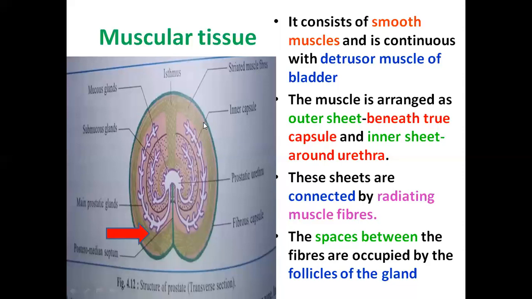Muscle is arranged as the outer sheet, which is just beneath the capsule, and the inner sheet, which is seen just surrounding the urethra. These sheets are connected by radiating muscle fibers. Now you can see, this is the inner sheet and this is the outer sheet, and in between the inner and outer sheet we are finding the follicles of the gland.